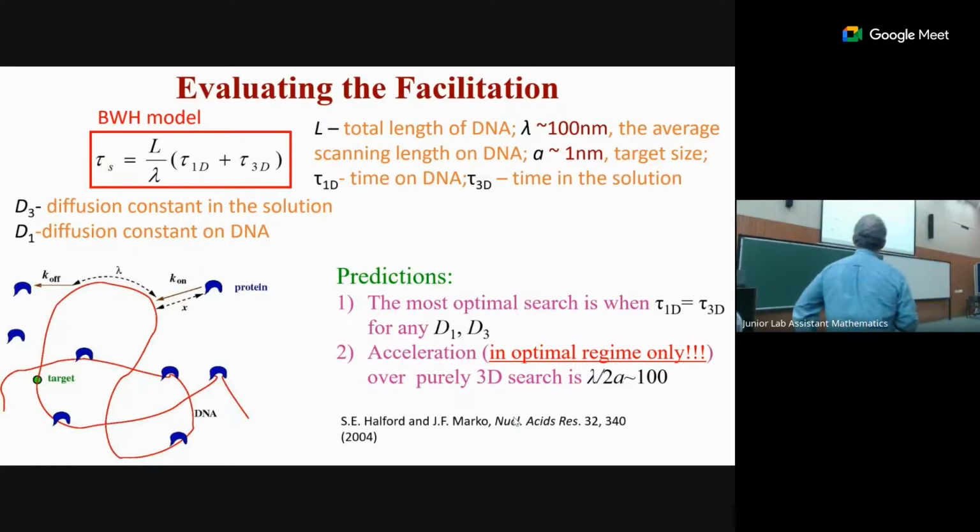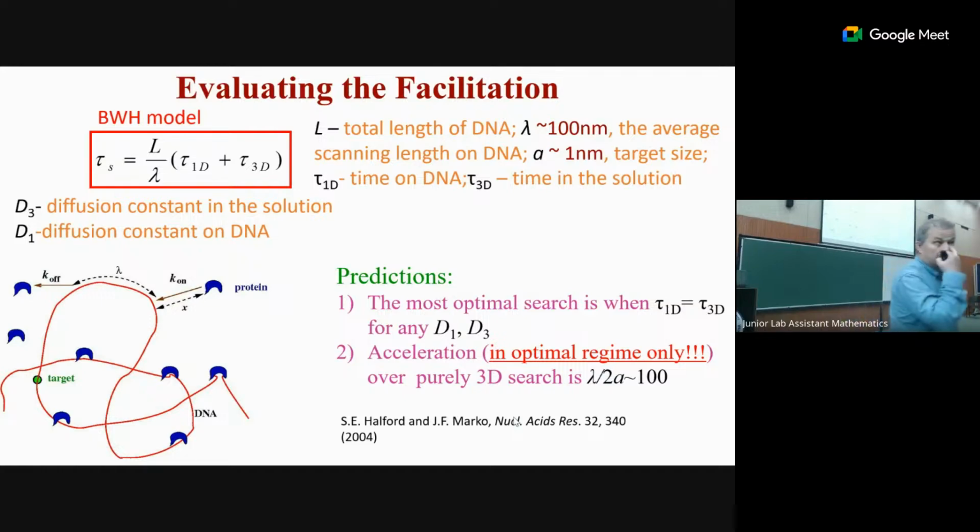And then the analysis shows that you can actually reach so-called optimal search when the time to be in DNA and in solutions are the same. And in this case, you can really accelerate of orders of 100 times. Very similar to what they see in experiments.